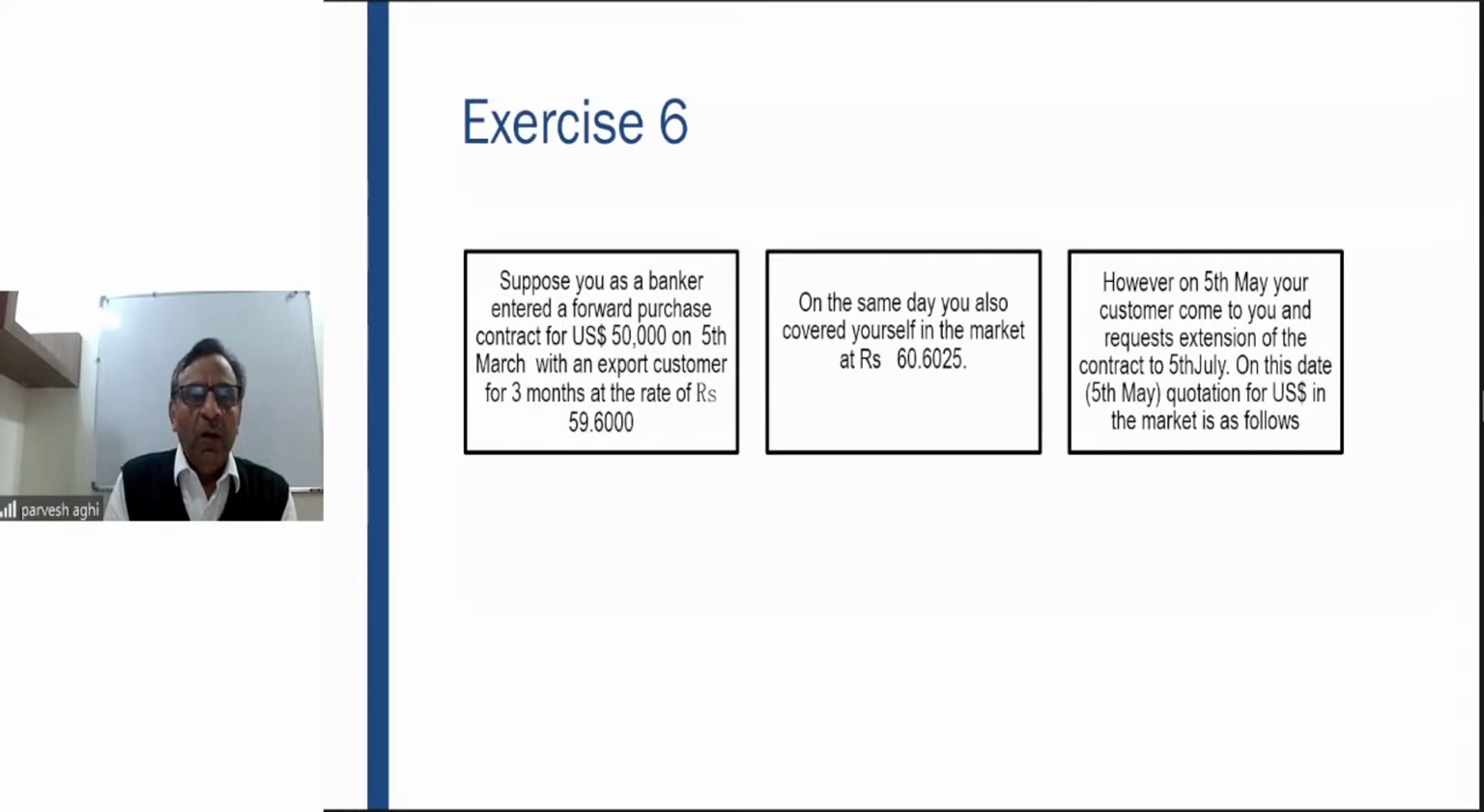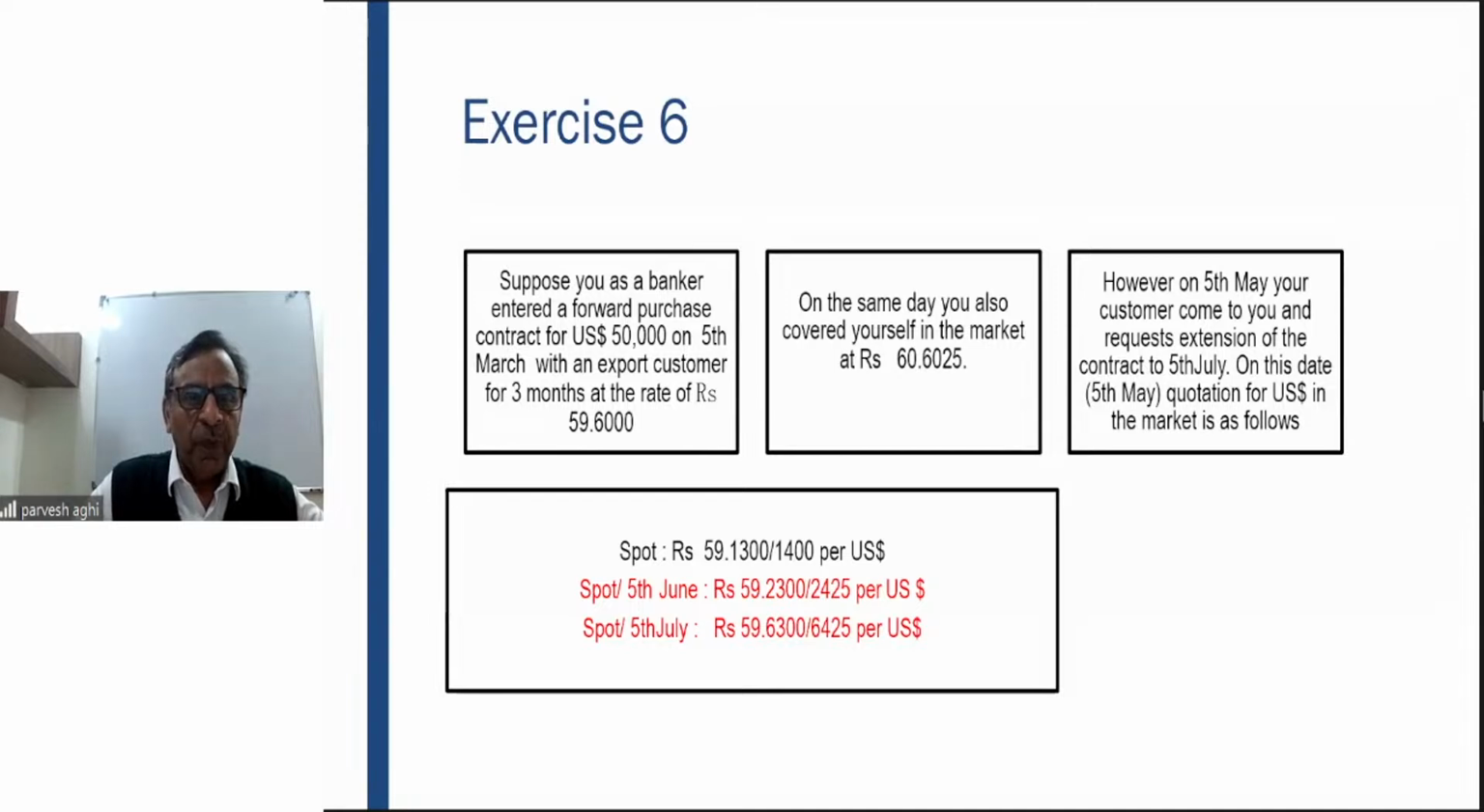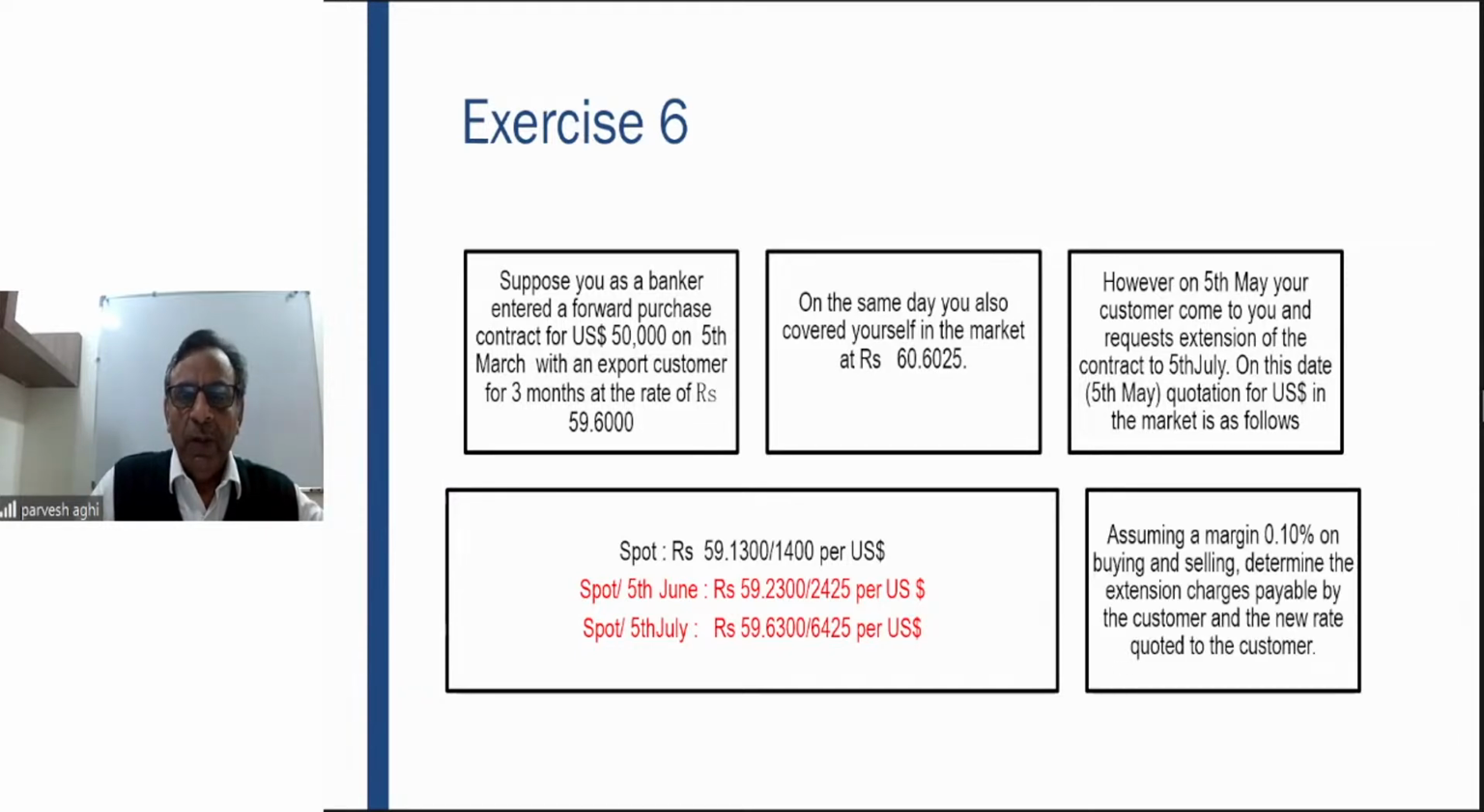Okay. However, on 5th of May, the customer came to you and requested extension of the contract to 5th July. So after 2 months, you have come back to the bank and say that I need extension. On this date, the quotation for US dollar is given to you. The spot rate is given and the forward rates of 5th June and 5th July. So the red marks are what we are going to use. Assuming the margin is 0.10, we need to calculate.